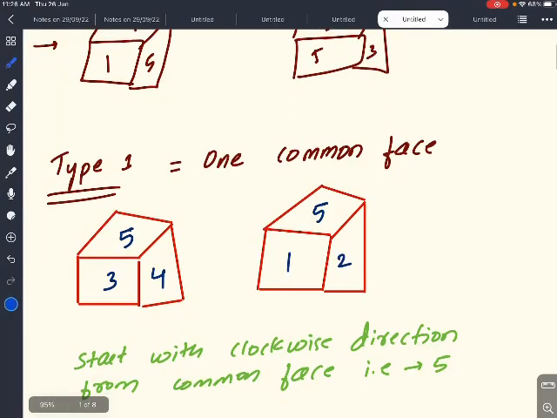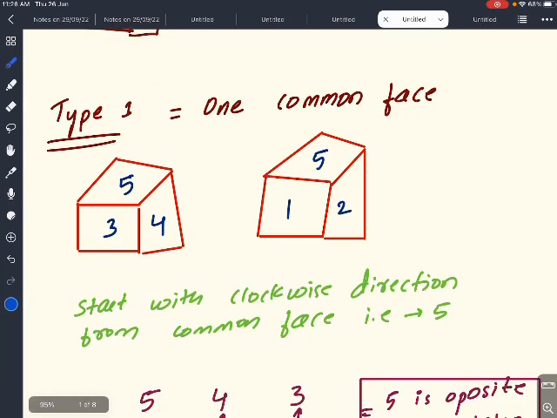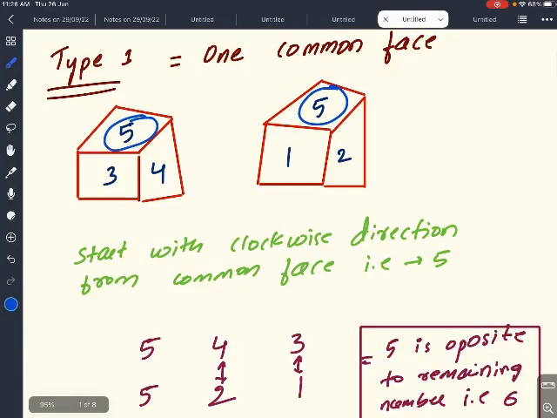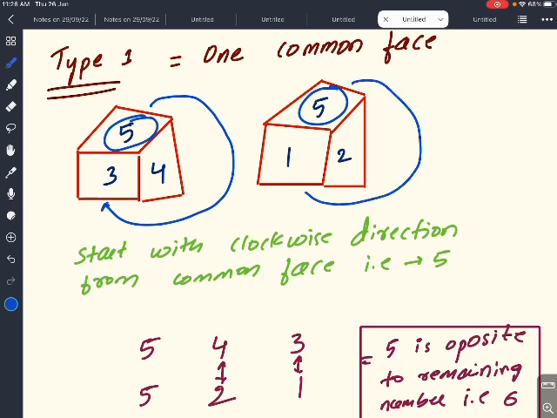Type 1: they give 2 dice and one face is common among the 2 dice. If 5 is common here and 5 is common here, then 3, 4 and 1, 2 are different. They ask the opposite face of 1, or of 4, or of 2. Start with the clockwise direction from the common face, that is 5.